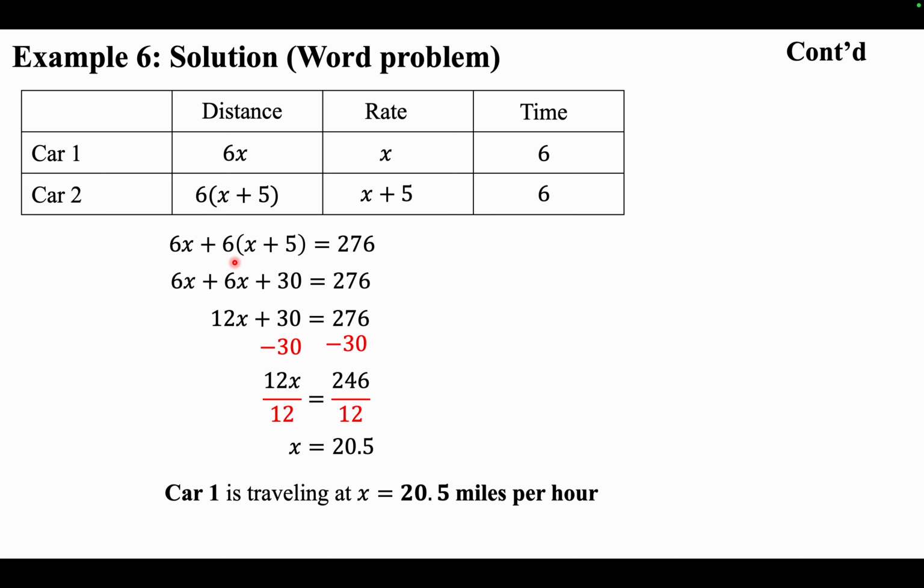And remember, car 2 travels at 5 miles per hour faster. So that's going to be 25.5 miles per hour.